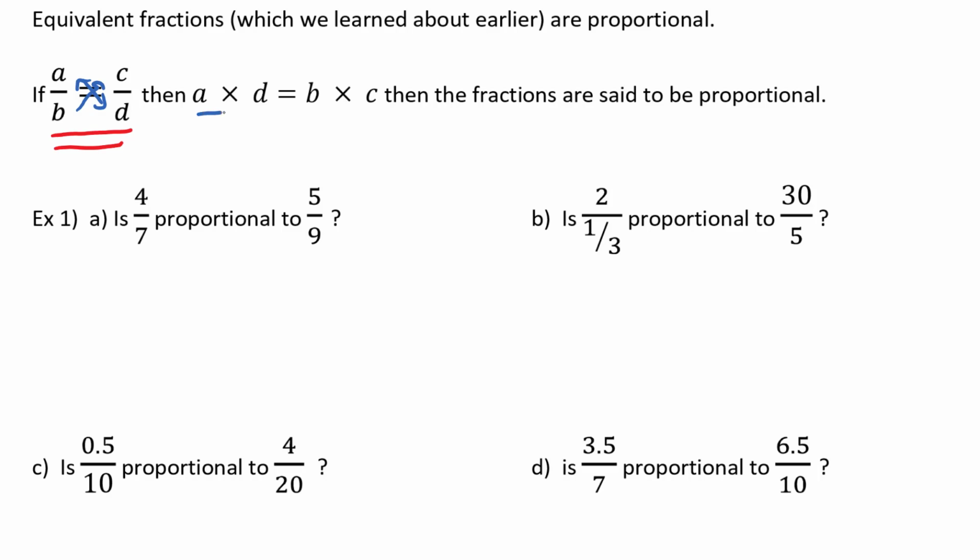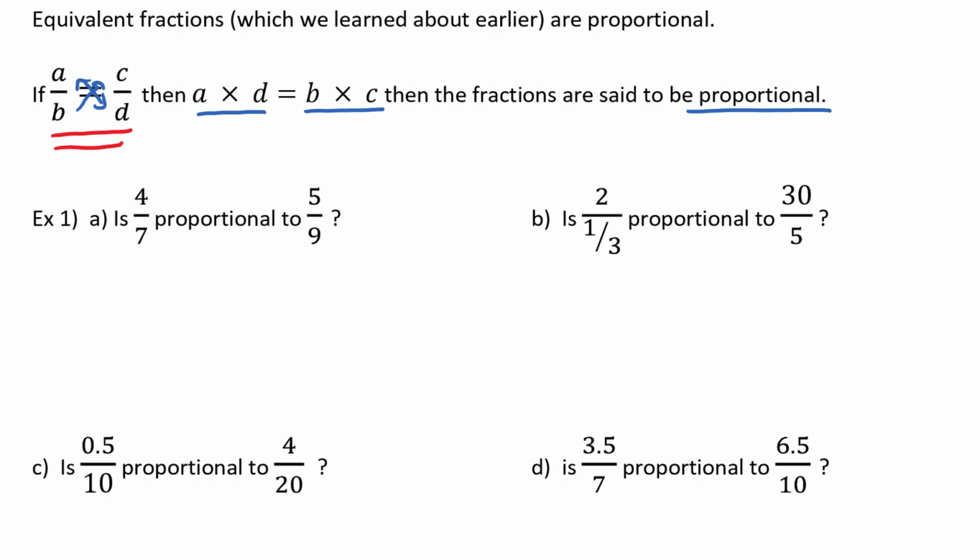So we can multiply A with D, the numerator on one, and multiply that by the denominator of another. And then we multiply the denominator on the first one multiplied by the numerator of the second one. If those values are equal, then they are said to be proportional. Before we called this equivalent fractions. Let's look at an example here.